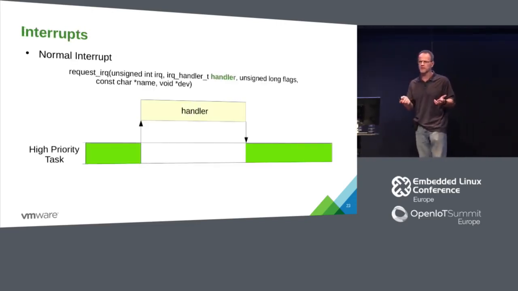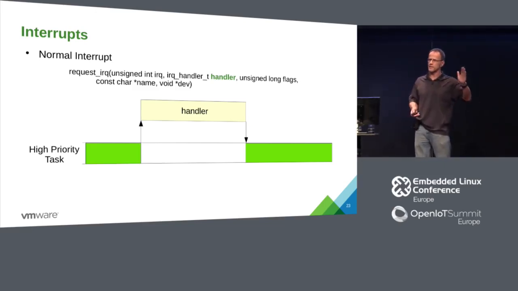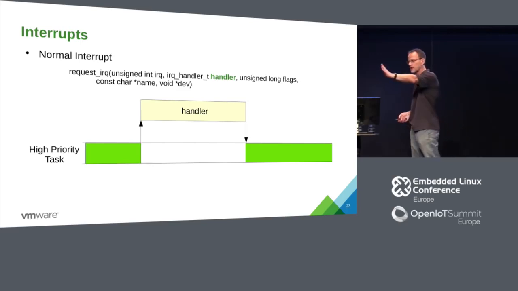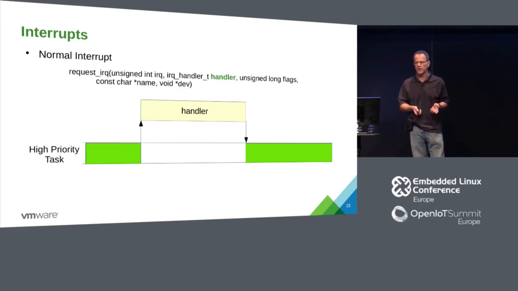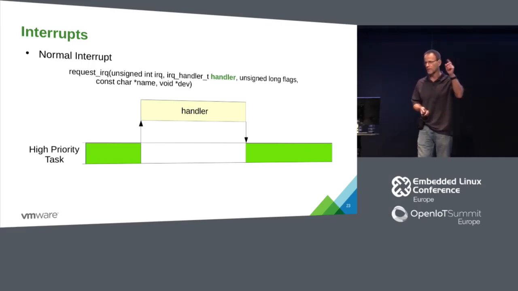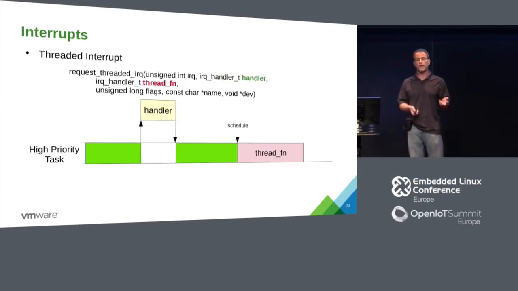A normal interrupt handler is basically, so you have a high priority task, and this is why we don't like interrupt handlers that are not threads, because they'll preempt the task, the handler has to finish, and boom. So when you request an IRQ, you're given a single function called handler, which is a function that's going to run when your interrupt vector is triggered. When you do a request threaded IRQ, you're given a handler and a thread function.